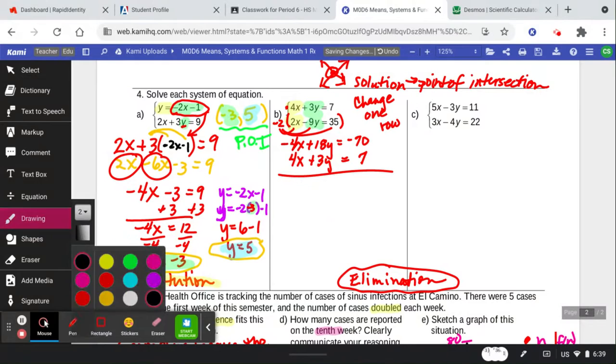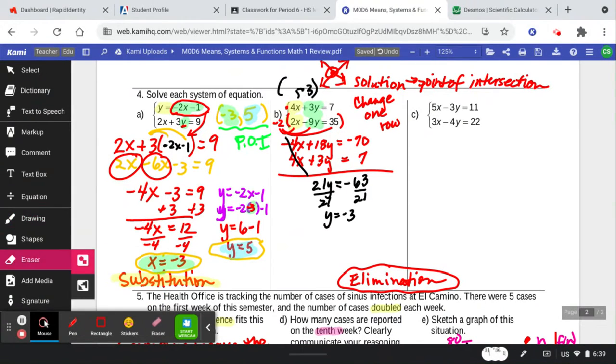Is there something I can cross out now? You bet there is. 4x's and negative 4x's cross out. 18 plus 3y's, there's my 21y. Negative 70 plus 7. Do that on a calculator if you need to. And final step, dividing by 21. All that work, and I just got 1/2 of my answer, the y equals negative 3.